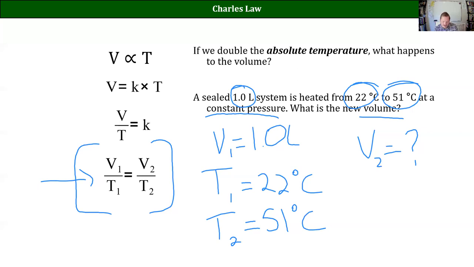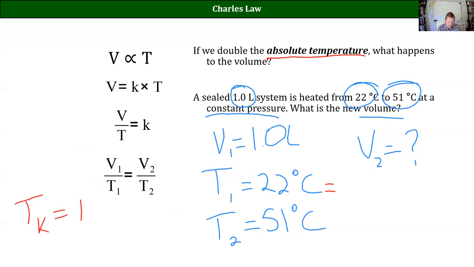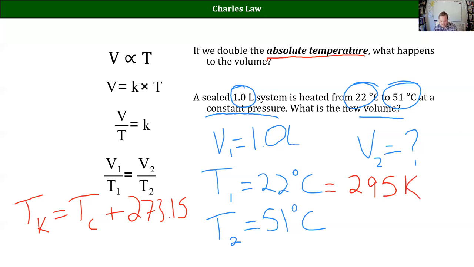And we also need to remember, we need to be in absolute units. So absolute temperature means we have to be in Kelvin. If you're given a temperature in Celsius, you have to convert that to Kelvin. And our conversion for Celsius to Kelvin, which we have not done in a bit, is temperature in Kelvin is equal to temperature in Celsius plus 273.15. So 22 Celsius becomes 295 Kelvin, and 51 Celsius becomes 324 Kelvin.